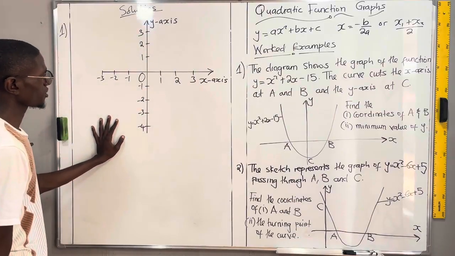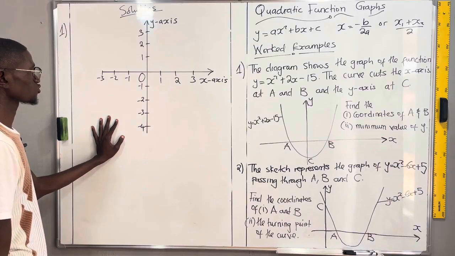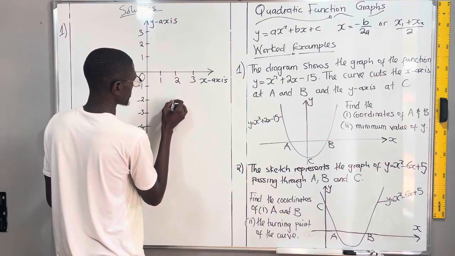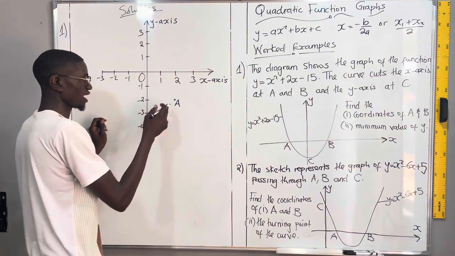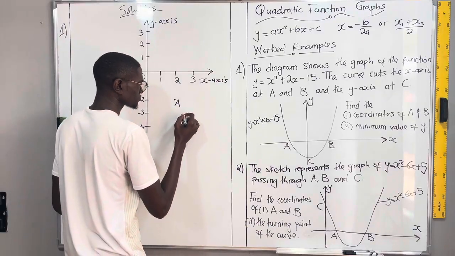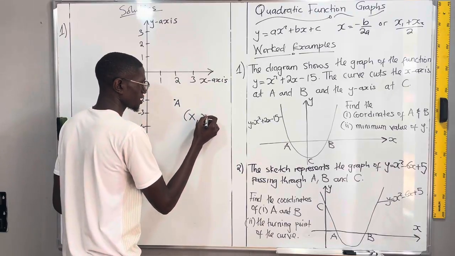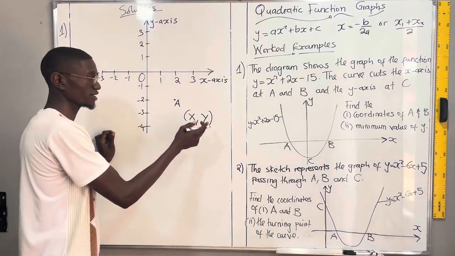Now let us talk about the location of points. How do you locate points? Let's say, for example, there was a point stationed here. Let's call it A, and you're asked to find the coordinates of this point. The first thing you need to take note of is that the order of the coordinates starts with the x coordinate followed by the y coordinate. X coordinate followed by the y coordinate.